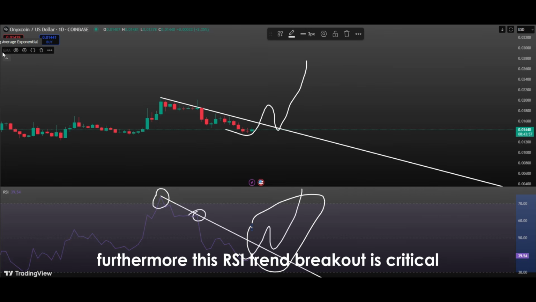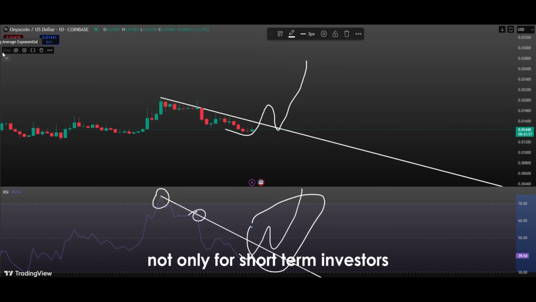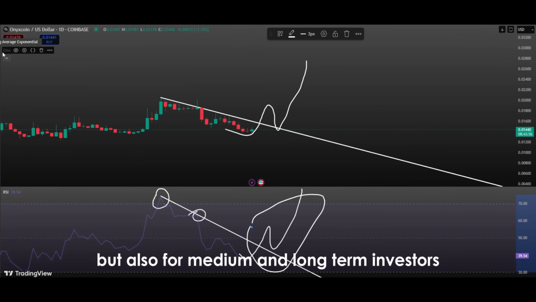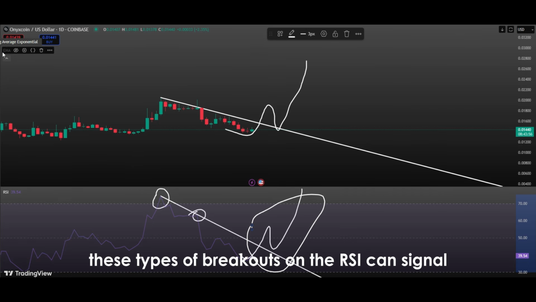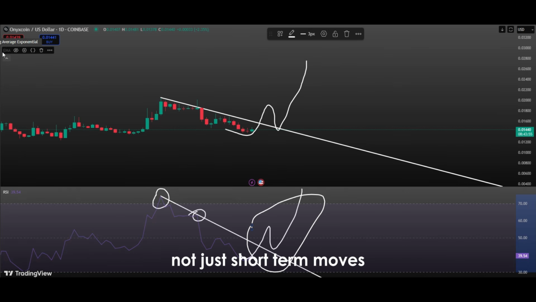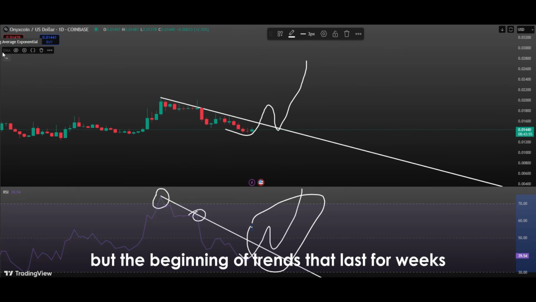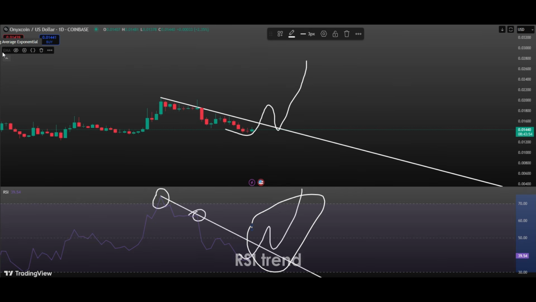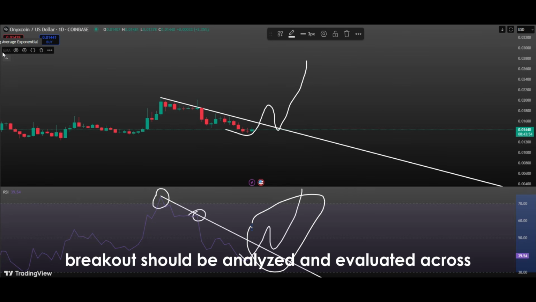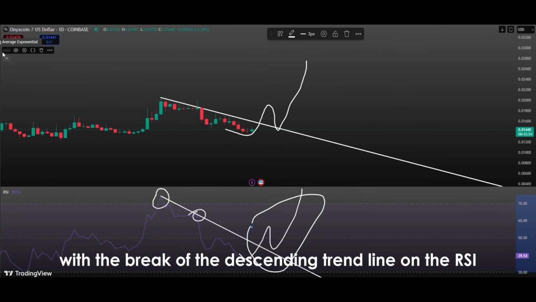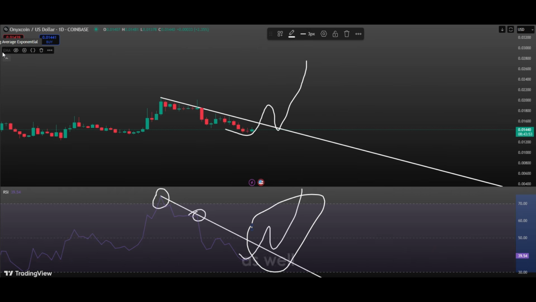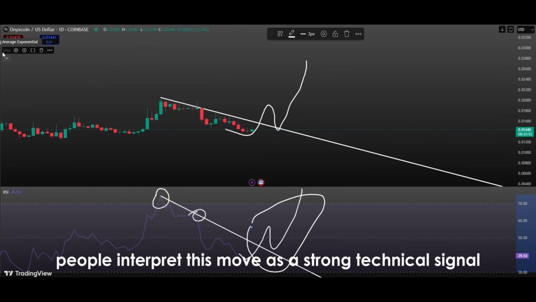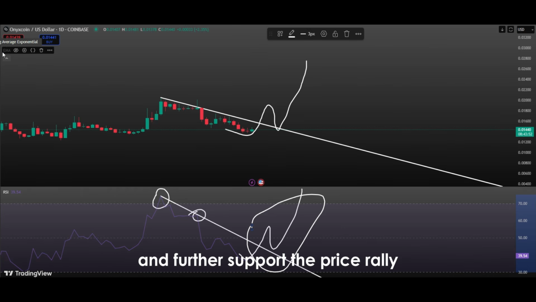Furthermore, this RSI trend breakout is critical not only for short-term investors, but also for medium and long-term investors. These types of breakouts on the RSI can signal not just short-term moves, but the beginning of trends that last for weeks or even months. Therefore, RSI trend breakout should be analyzed and evaluated across all time frames. With the break of the descending trendline on the RSI, investor sentiment usually turns positive as well. People interpret this move as a strong technical signal and further support the price rally.